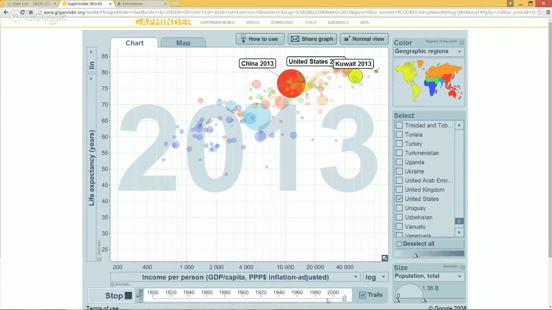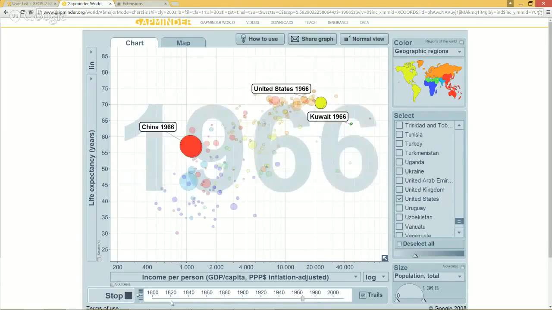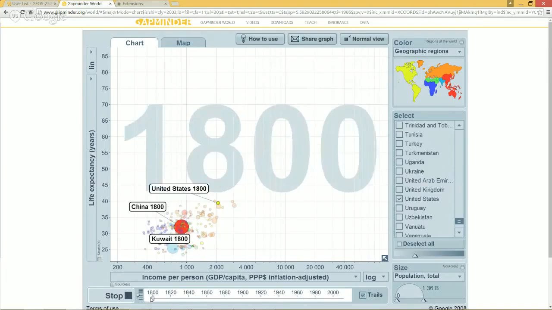And I'm going to turn on trails so we can see how these nations have changed in their life expectancy and income over time. So I'll go here, and again we see that Kuwait is really starting out at the bottom here. So they had lower life expectancies and made about as much money as China, but the US is clearly out in the lead. And so we'll go ahead and hit play and see what happens over time.